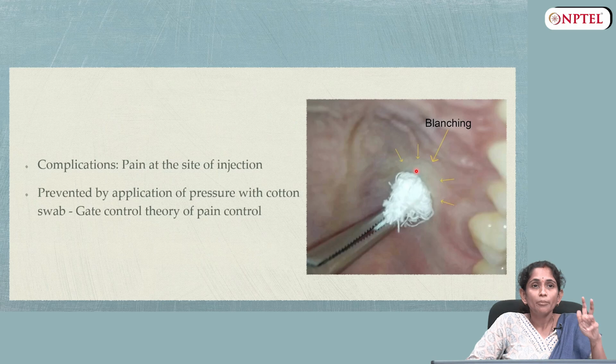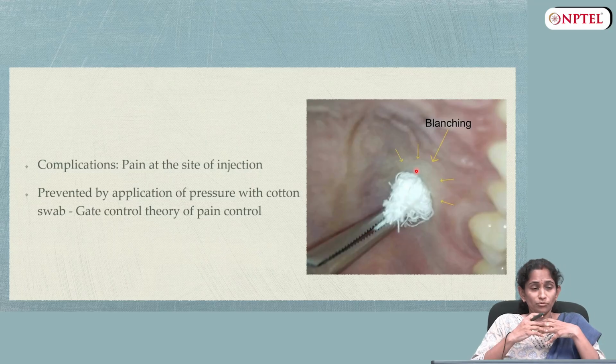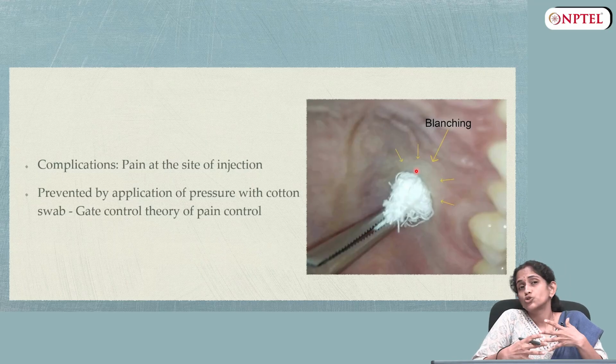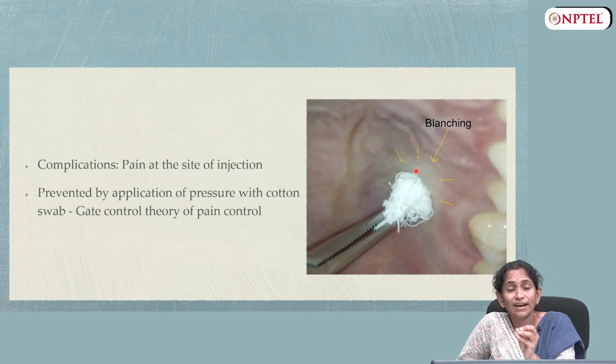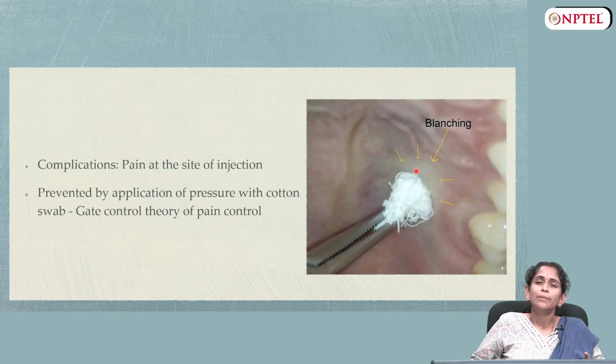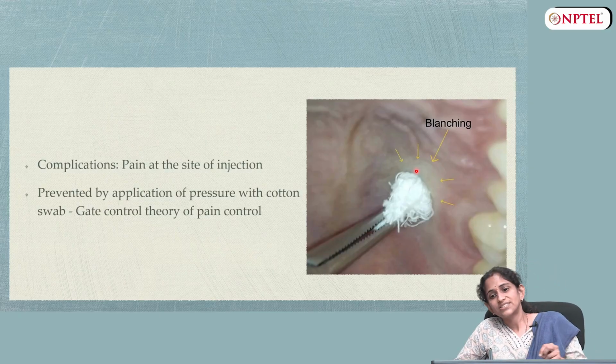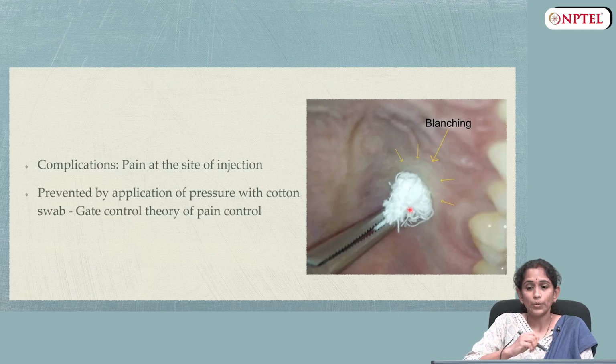The most common complication is the quantum of pain. You inject for a PSA because the tissue is loose, the volume of the anesthetic gets diffused, so it is not as painful. However, because this is firmly adherent to the underlying bone, this can be an extremely painful injection. And how do you prevent this? As discussed, we apply pressure.